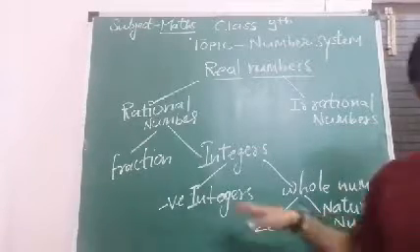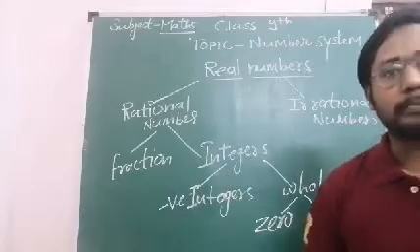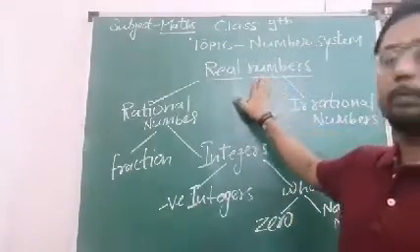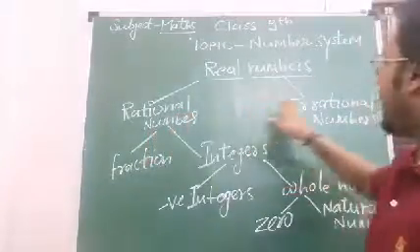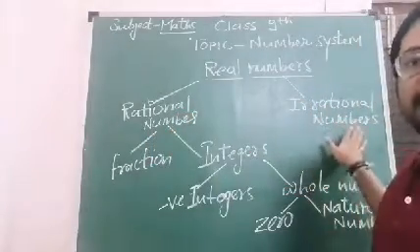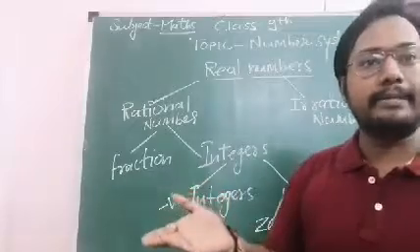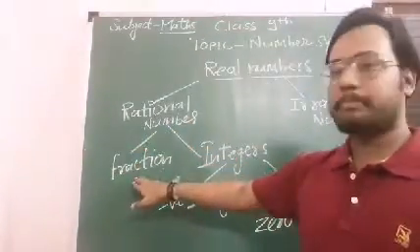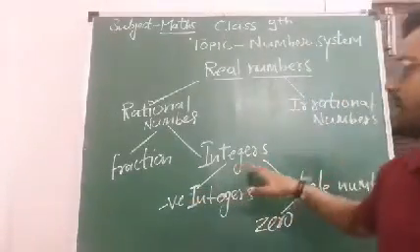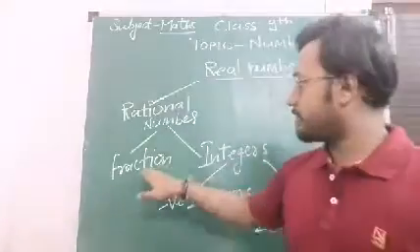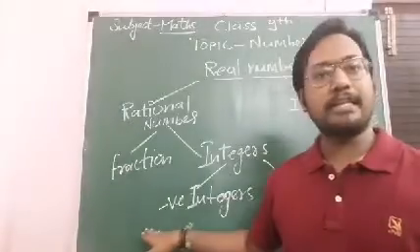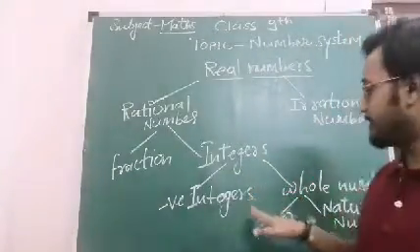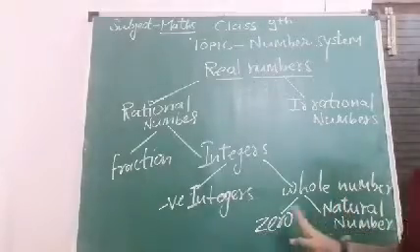Now I want to describe this chart. What is the chart about? The chart is basically saying real numbers. Real numbers are obtained from rational numbers and irrational numbers. Irrational numbers are not categorized into two further categories as rational numbers are. Rational numbers are categorized as fractions and integers. Then integers are classified into negative integers and whole numbers. And then whole numbers are categorized into 0 and natural numbers.